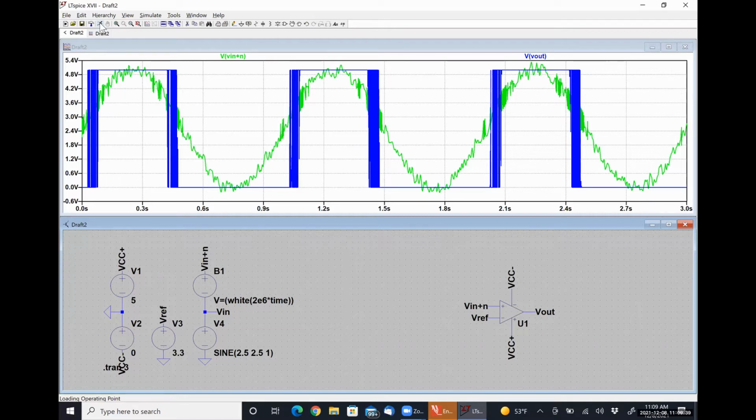Which is less than ideal behavior, okay? So we're going to fix this by applying positive feedback and creating what's called a Schmitt trigger circuit, okay? So that's where we're really going to start off today.